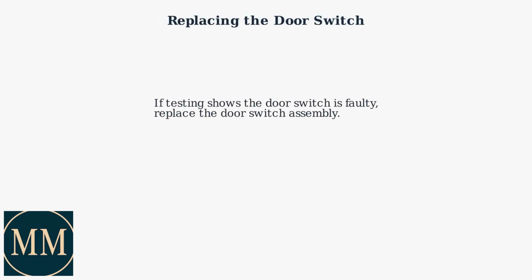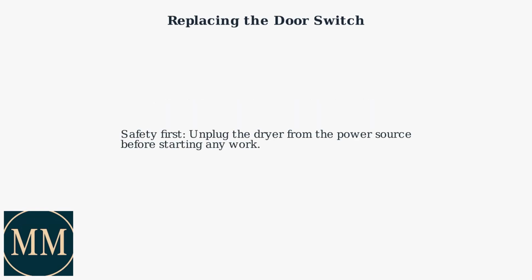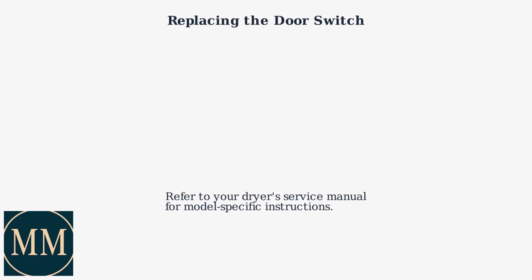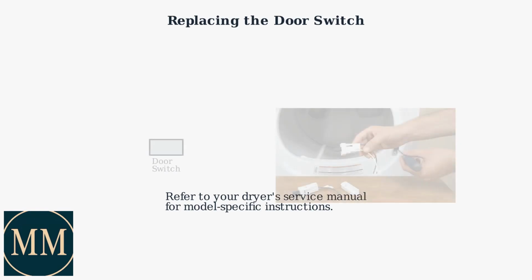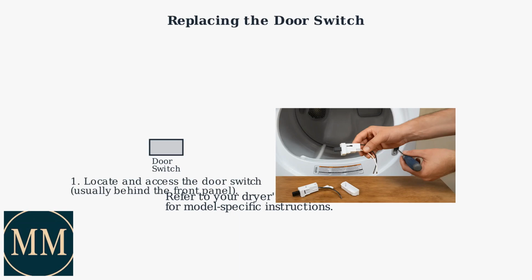If the door switch is faulty after testing, you'll need to replace it. The part number varies by model, such as WP330279 for older MLG units. Ensure the dryer is completely unplugged from the power source before starting any replacement work to avoid electrical hazards. Refer to your dryer's service manual for detailed model-specific instructions on accessing and replacing the door switch. Here's a general overview of the replacement steps.